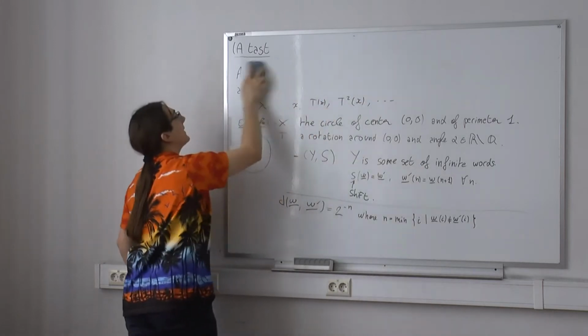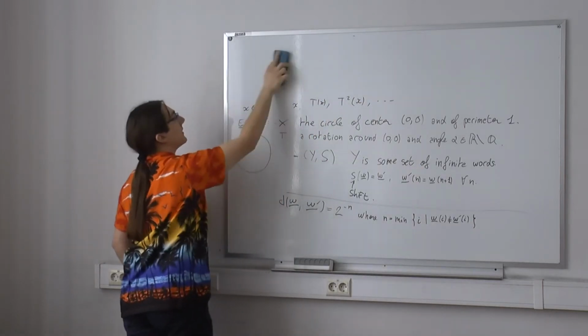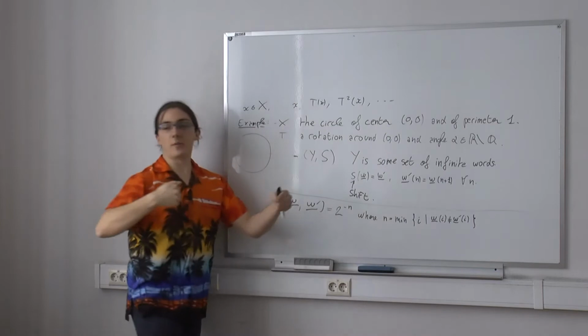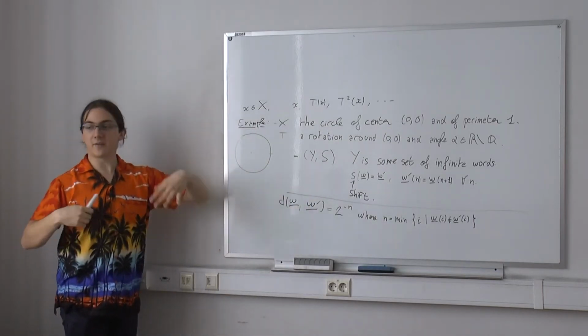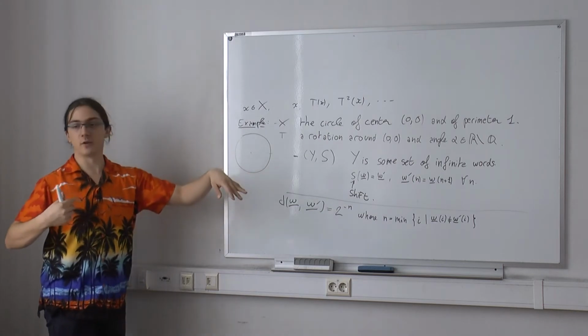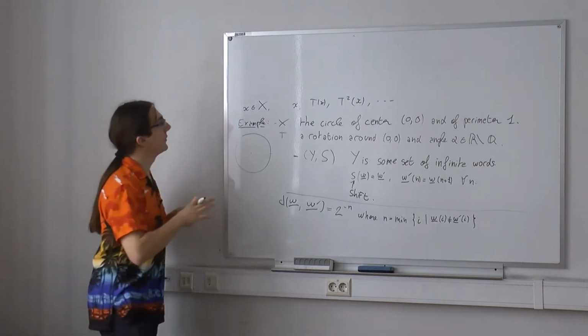So the idea is that if two words have a very long common prefix, they are going to be close. And what happens after the common prefix is actually negligible, that's the way we do it.